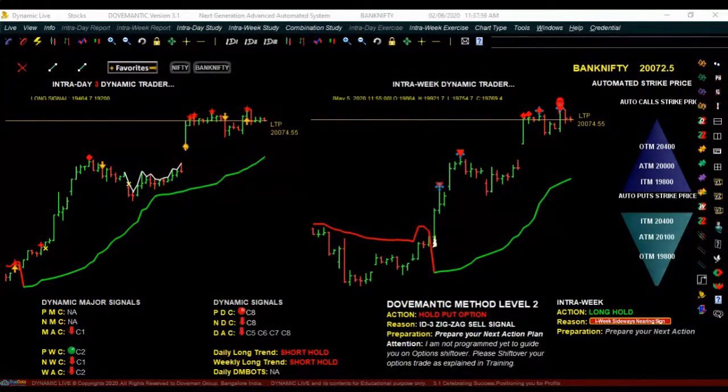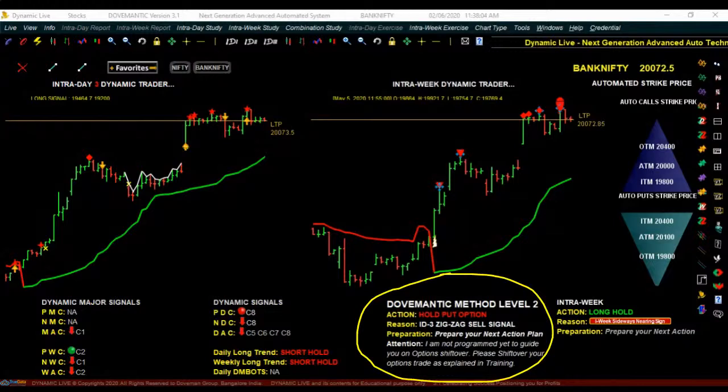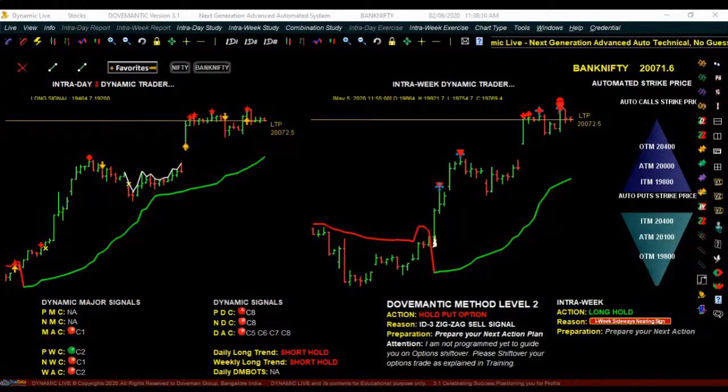But then today you don't have to worry because your job is not to look at all this intelligence. Your job is to just follow this Dowmantic method level 2. And in this Dowmantic method, you are simply supposed to check only the action information. Now in this action information, whenever there is a clear point to buy, it will be very clearly written as buy call option now. Or if it is a good point to sell, then it will be written as buy put option now.